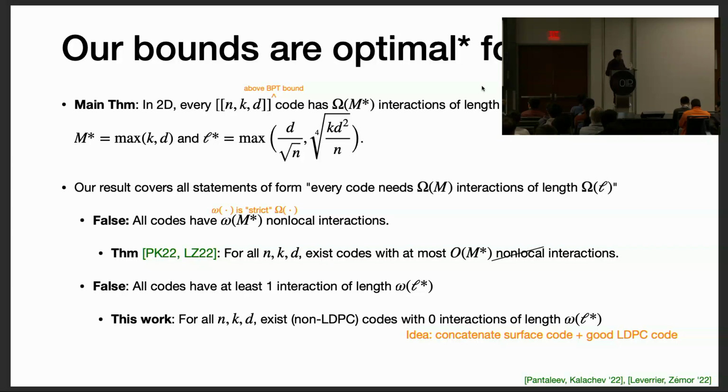One way to think about this is surface codes are entirely local. They're at one end of the trade-off where they're entirely local but have not so great parameters. And then you have the good codes which have optimal parameters and the worst possible locality. And when you concatenate them, you get something in between. So you concatenate them with the right proportions.